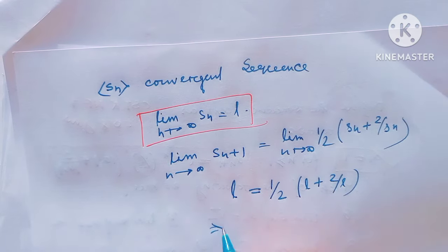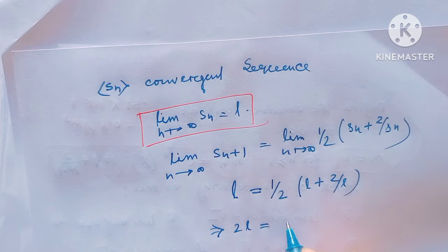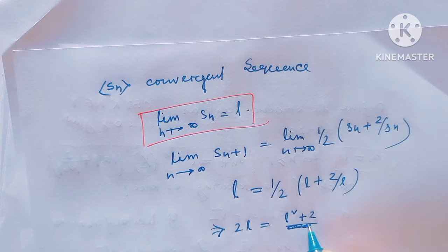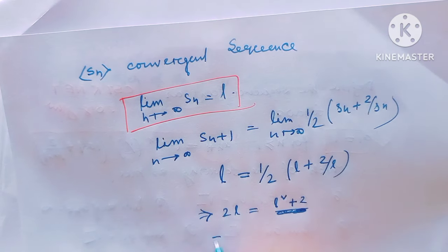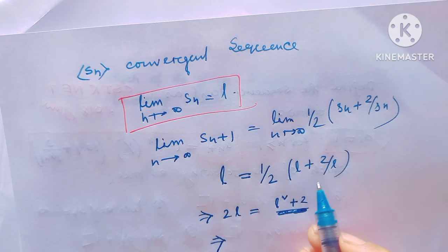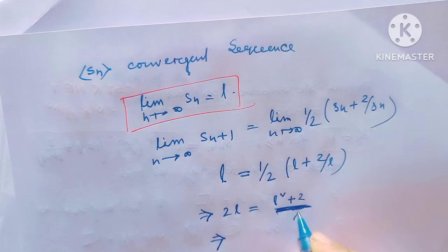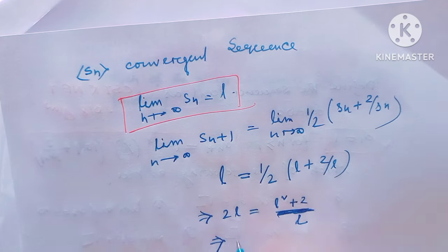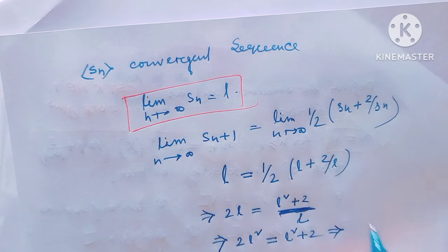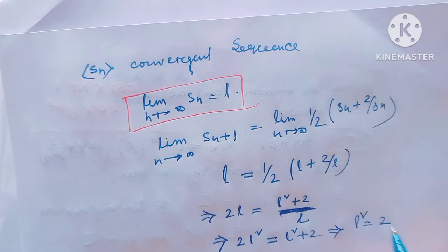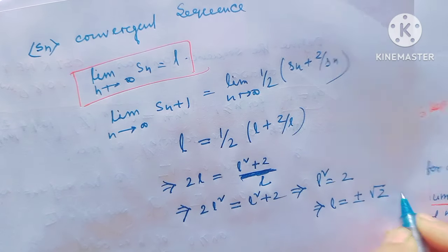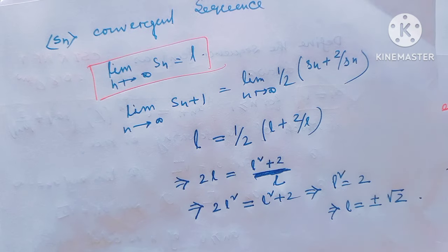That means this value would be 2L equals L square plus 2 over, sorry, 2L equals L plus 2 over L. That means 2L square equals L square plus 2. That means L square equals 2. So that implies L equals plus or minus square root of 2. This is the limit point of the sequence.